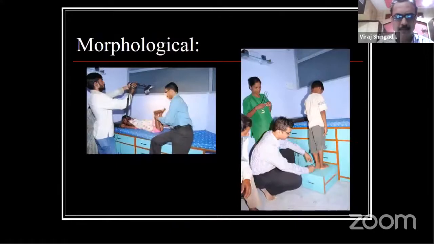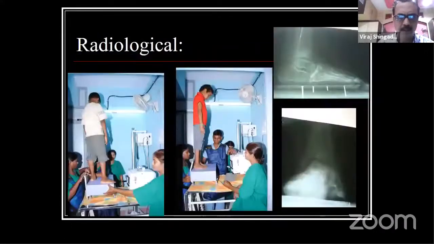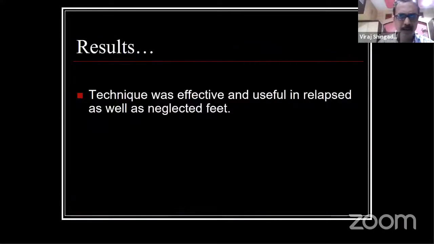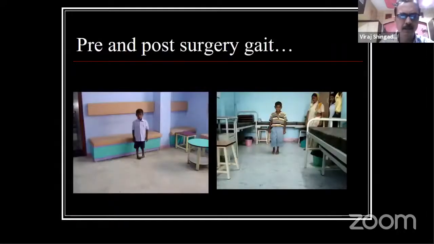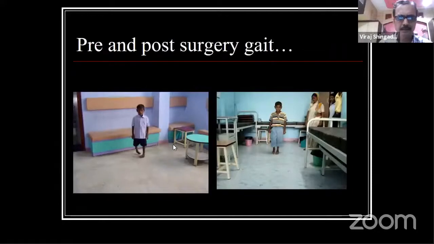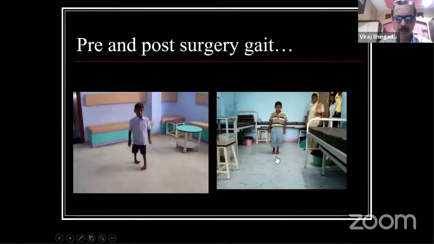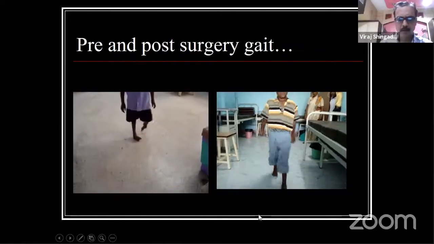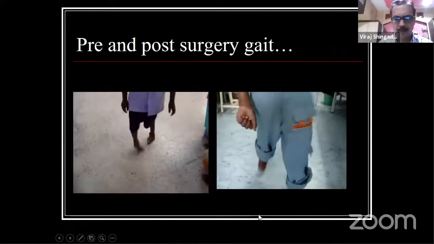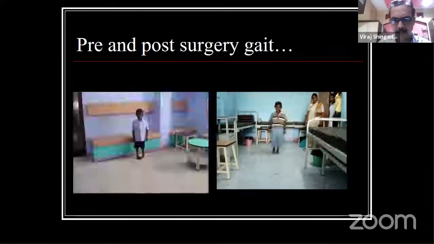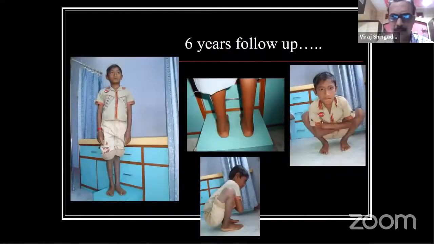We extensively studied this procedure, with morphological, functional, and radiological evaluation, and we found that it was effective, useful in relapse as well as neglected clubfoot. So this is the gait you can see, the pre and the post-op. Now the beauty of this procedure is we are not touching the talus, as compared to the triple arthrodesis. We are preserving the talus and the subtalar joint.